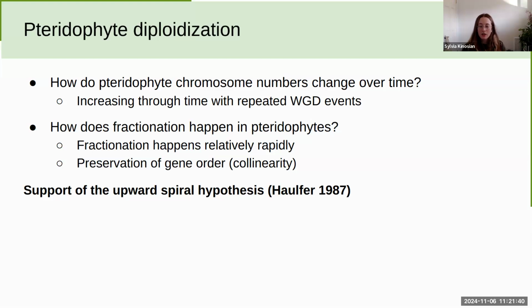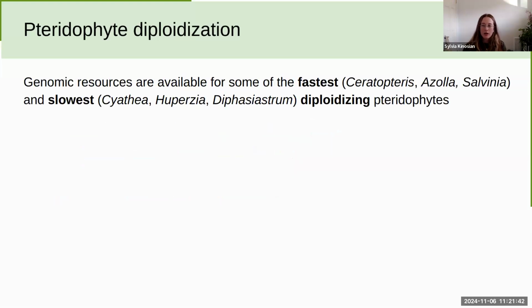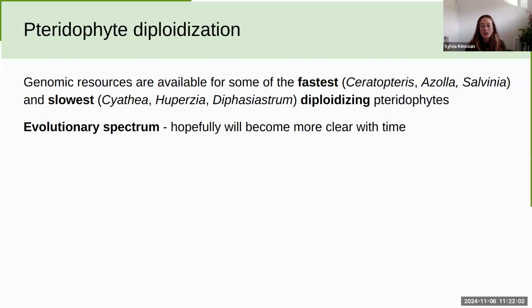Yes, this has been a really fun project to work on. I did want to give you some caveats. So the genomes that I'm using right now are perhaps on the opposite ends of the spectrum for diploidization in pteridophytes. We have really fast diploidization in Ceratopteris, Azolla, and Salvinia, and relatively slow diploidization in Cyathea, Huperzia, and Diphasiastrum. And so, of course, this is probably an evolutionary spectrum. We only have about a dozen pteridophyte genomes now, so about roughly the same representation of heterosporous versus homosporous pteridophytes. So hopefully with more genomes, and there are several on the way, which is great.